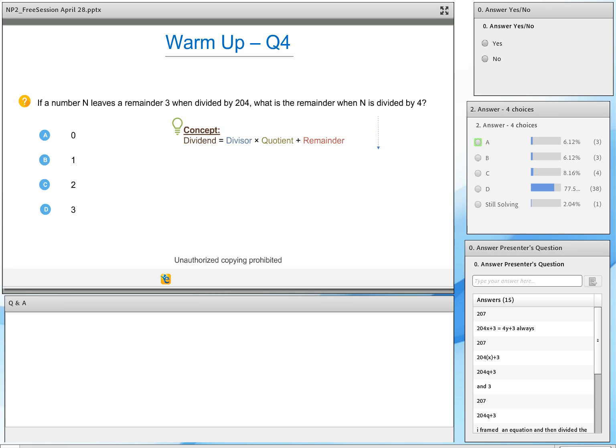Okay. Now what I have to figure out is what is the remainder when n is divided by 4. So what I need to figure out is n is equal to 4p plus r, and I need to find the value of r. Okay.